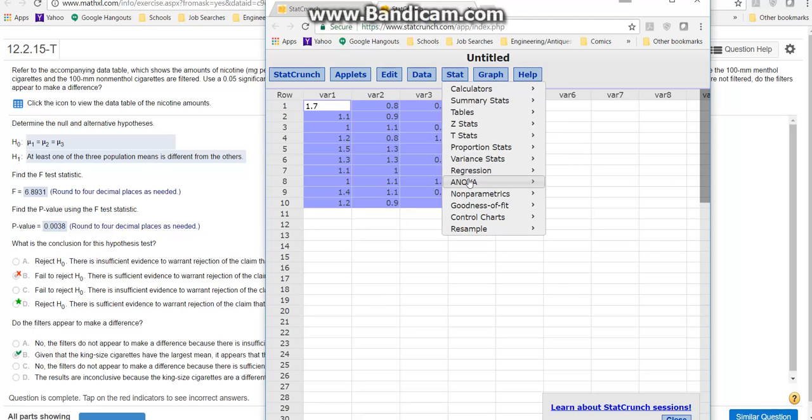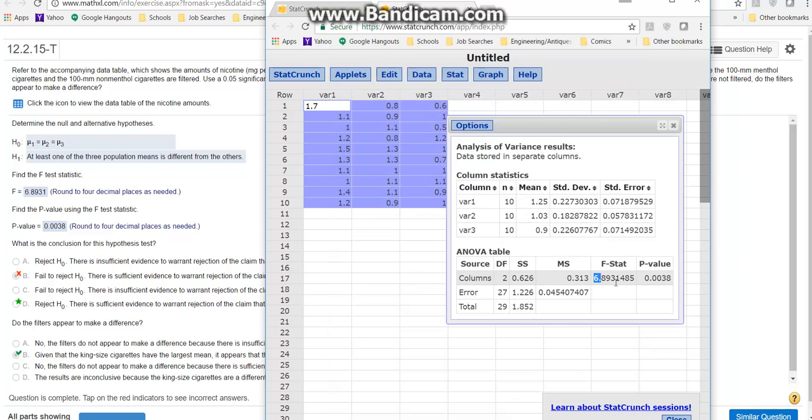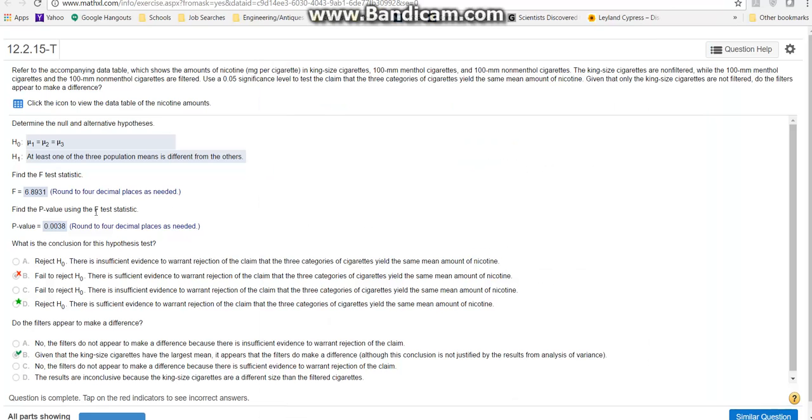And then go to Stat, ANOVA, one way. Select the columns that contain the data and compute. Here's your F-stat and here's your p-value. Notice that the p-value is very small compared to alpha, 0.05. Therefore, we reject the null. There is sufficient evidence to warrant rejection of the claim that the three categories of cigarettes yield the same mean amount of nicotine.